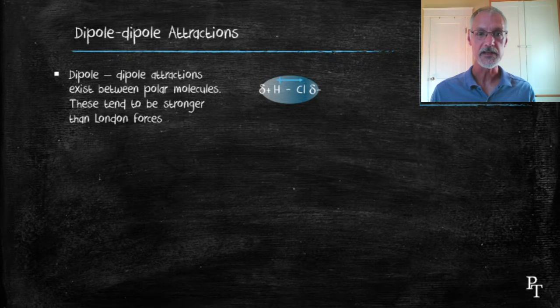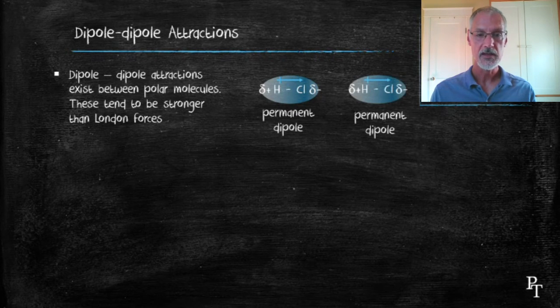This isn't temporary, this is a permanent dipole. It's always present. Another permanent dipole molecule that happens to be nearby will align itself so the opposite ends of the poles can thereby attract each other in what's called a dipole-dipole attraction.